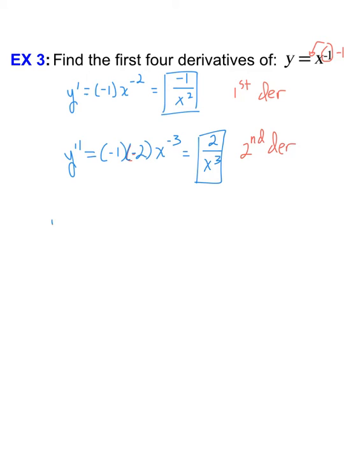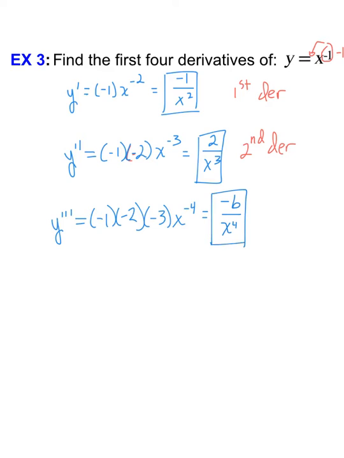Then our third derivative, y triple prime. I'm again going to continue with the -1, the previous one, -2, and so now this -3 is going to get swung in front, and we're going to subtract 1 from there. So I'm going to add the -3, x to the -4. And so when I multiply these together, I have 3 negatives, so that makes a negative. 1 times 2 times 3 is a -6 over x to the 4th. And so this gives us our third derivative.